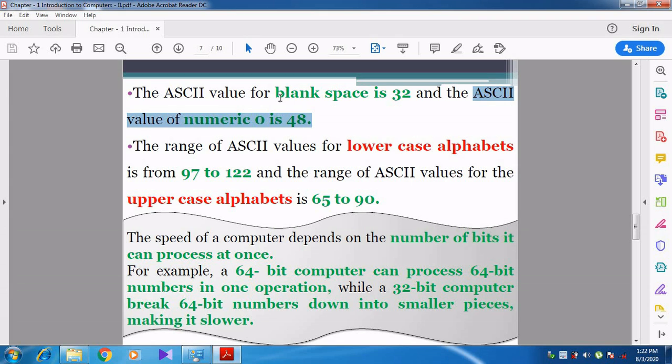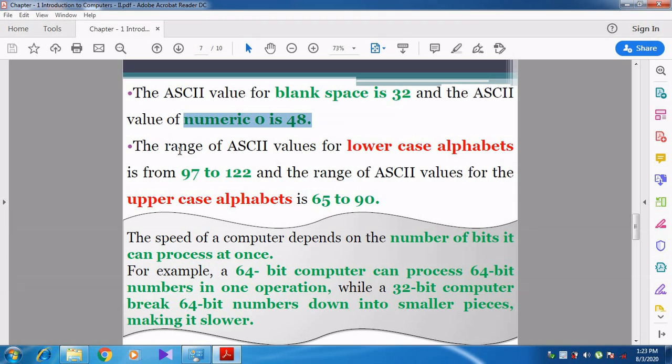Whenever we press the space bar, that is blank space, in the system, it is considered as 32. The 32 is the ASCII value, and then this 32 value is converted to zeros and ones. Like that, numeric 0, meaning the number 0, is considered as 48. The ASCII value for 0 is 48. Then 48 is converted to zeros and ones.